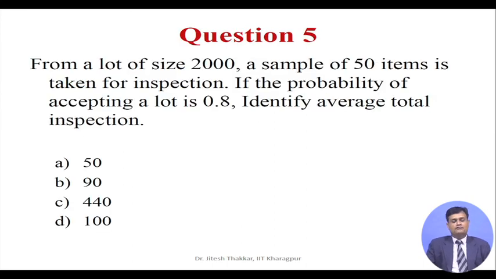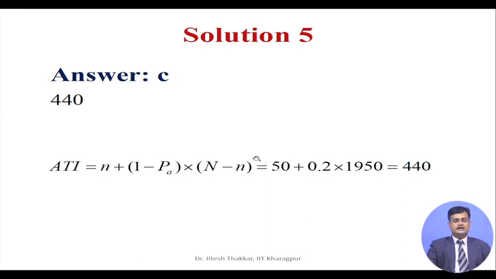Question 5. From a lot size 2000, a sample of 50 items is taken for inspection. If the probability of accepting a lot is 0.8, identify average total inspection. You have option A 50, B 90, C 440 and D 100. The correct answer is C, 440, and you can find the average total inspection ATI as n plus 1 minus Pa into N minus n, which is equal to 440.